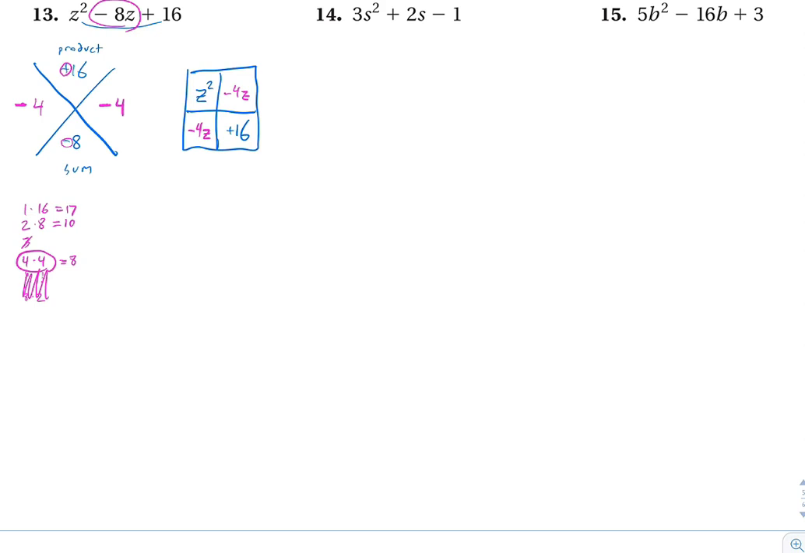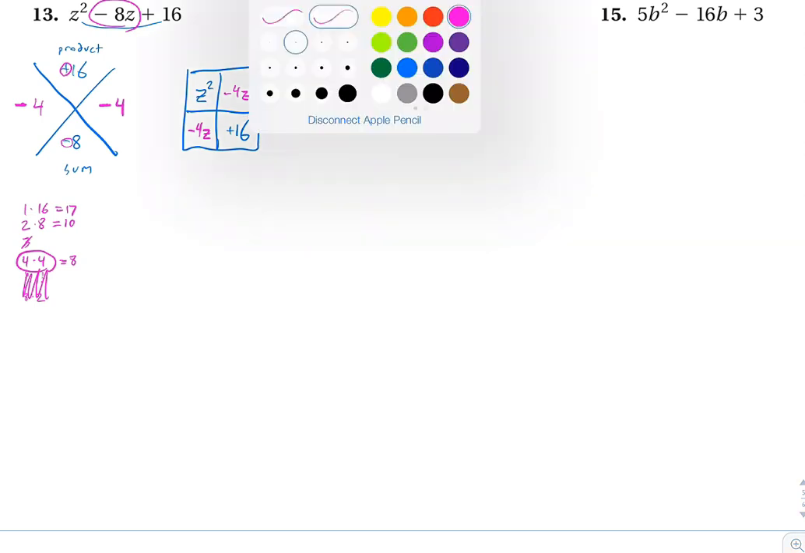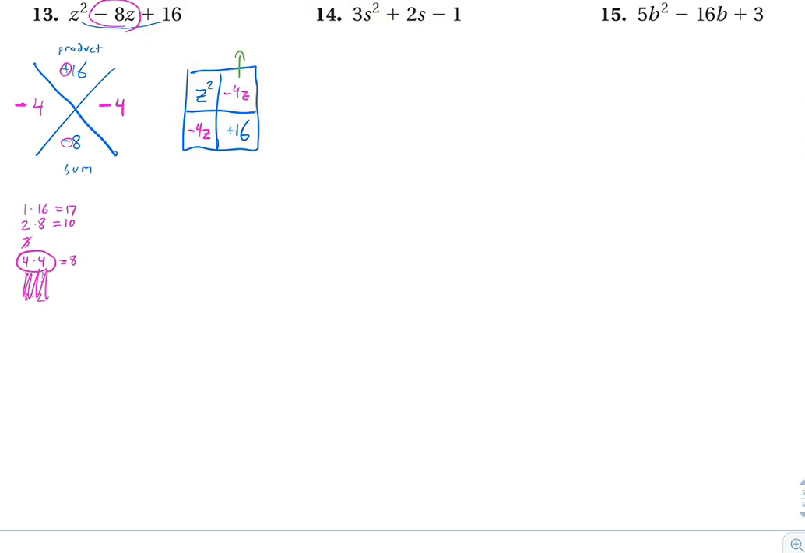Great. And now we just take out the common factors. All right, so now in a different color, I'll pull out the common factor here, keeping the sign. So negative 4. Even though they're not both negative, I just always keep the sign of the first box. So these only have a z in common, and I keep the positive. This is positive. They only have a z in common. This is negative, because the first box is negative, and they have a 4 in common. So it should be z minus 4 times z minus 4. Let's double check.